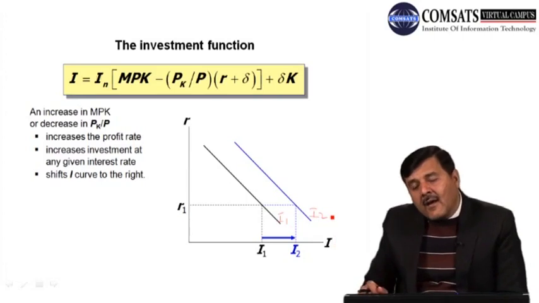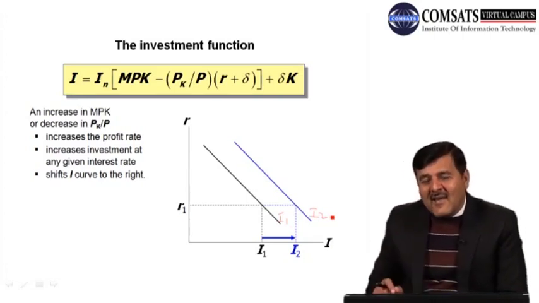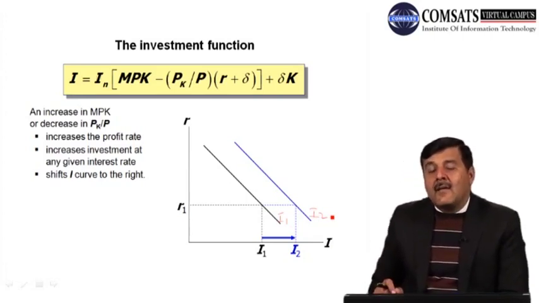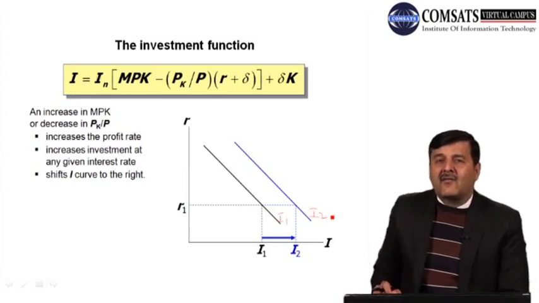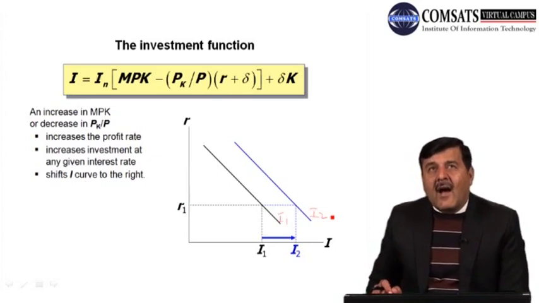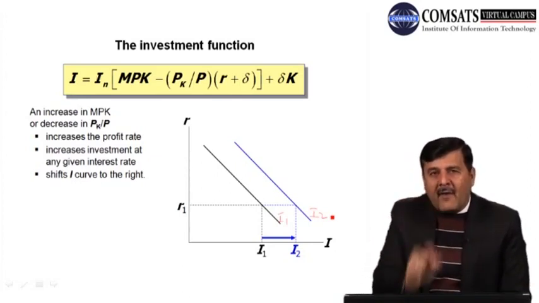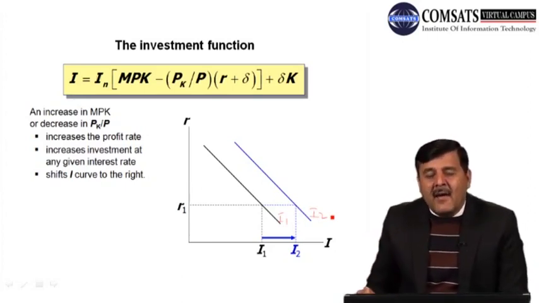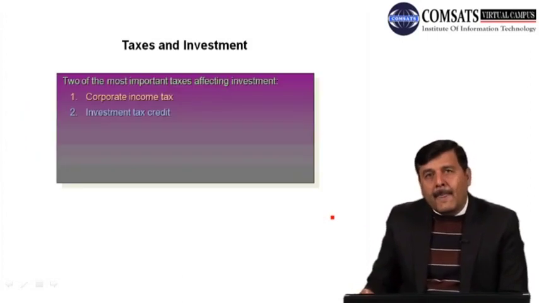If you see here, the rate of interest remains the same, but the real rental price of capital has changed, or the marginal productivity has changed, and that shifted the I curve from I1 to I2. So investment has increased from I1 to I2 at the same interest rate.